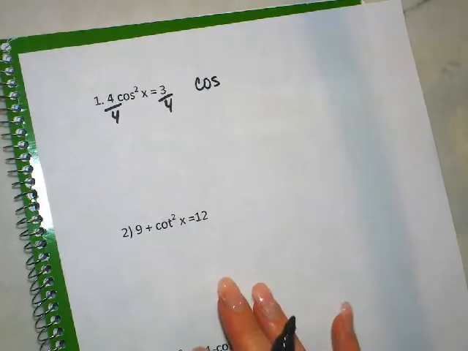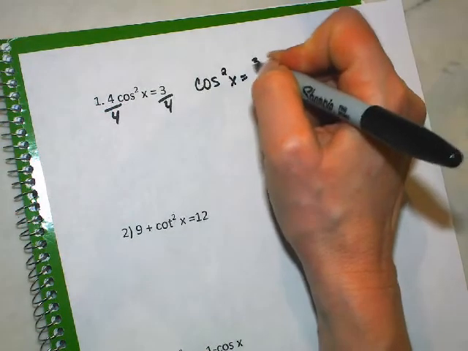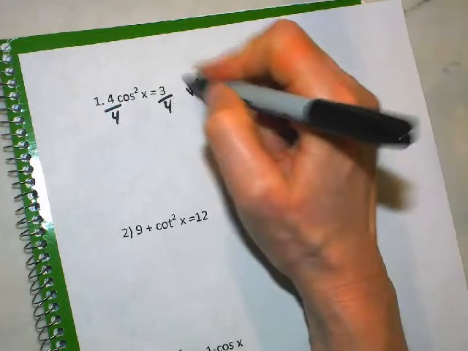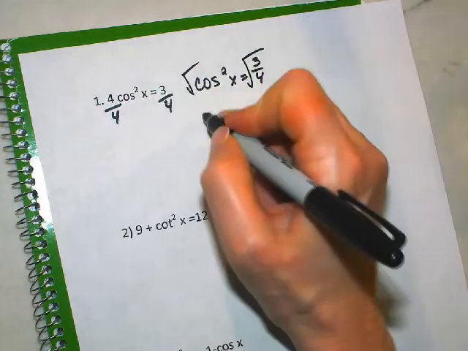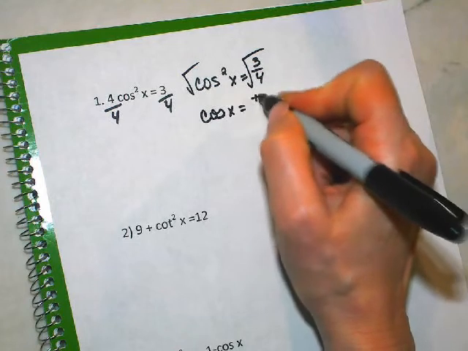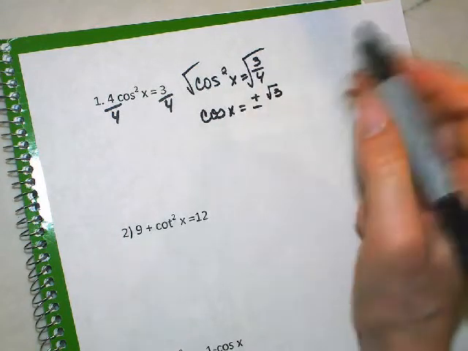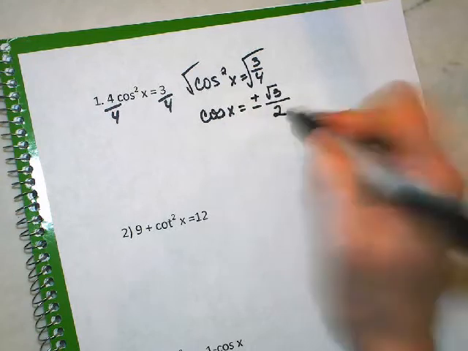The cosine squared x equals 3 over 4. Then we square root both sides, and we're going to get the cosine x. Remember, when we square root, it's plus or minus. It's radical 3. That's not a perfect square. We'll leave it over 2.